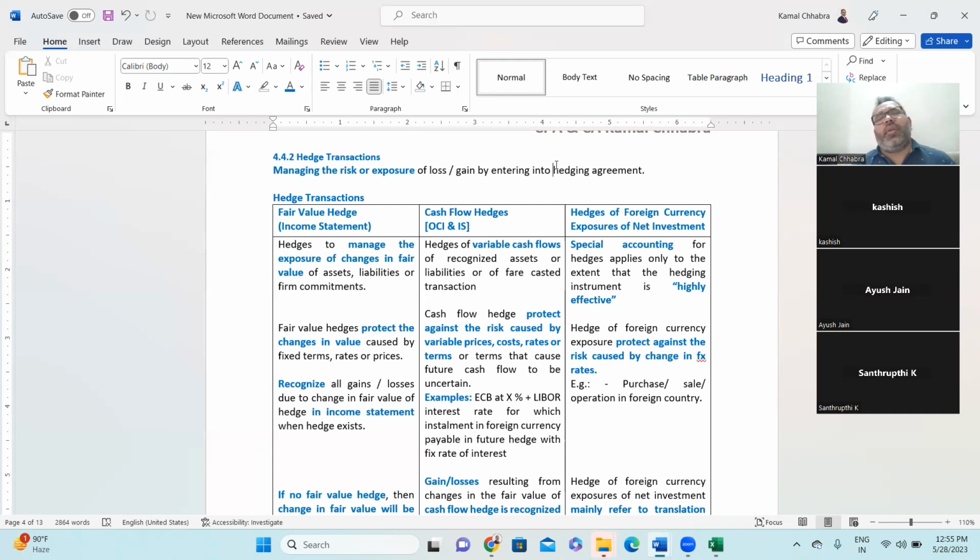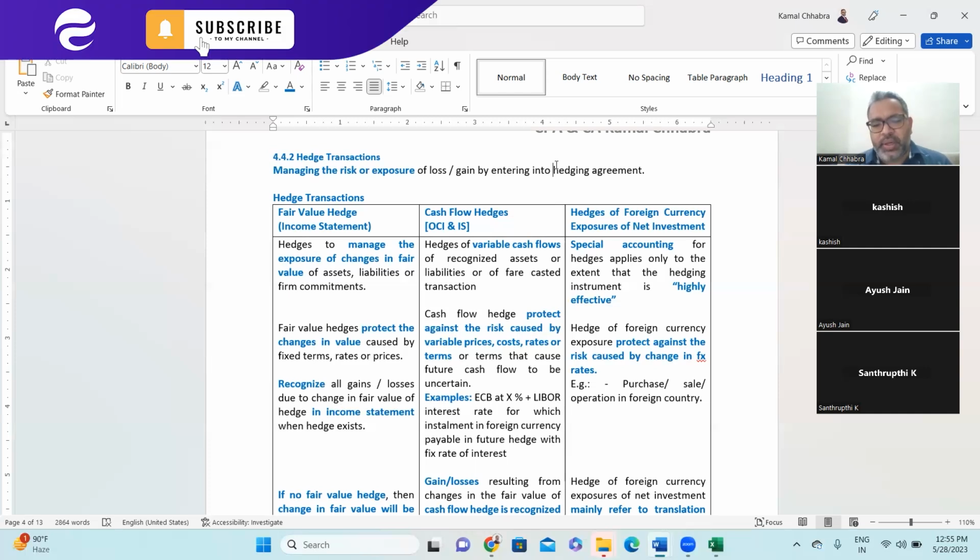Yeah, you're right. So hedging is basically to mitigate the risk of losses, right? And there are certain options or contracts through which you can mitigate the risk. Each hedge transaction needs to be valued at fair value, and a hedge can be a fair value hedge, cash flow hedge, or foreign currency hedge. We'll be discussing one by one in detail.